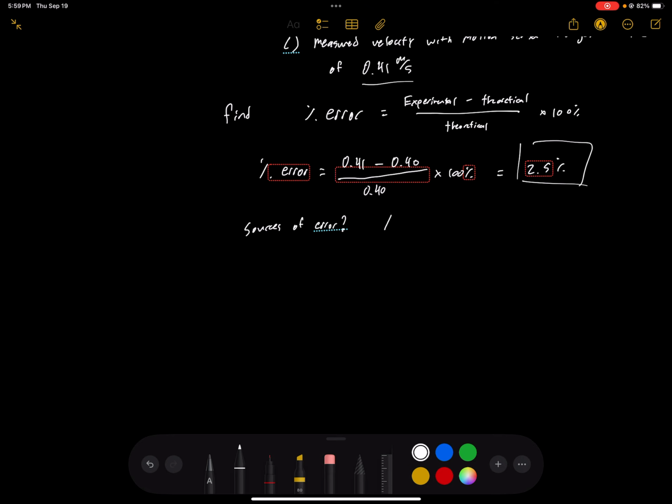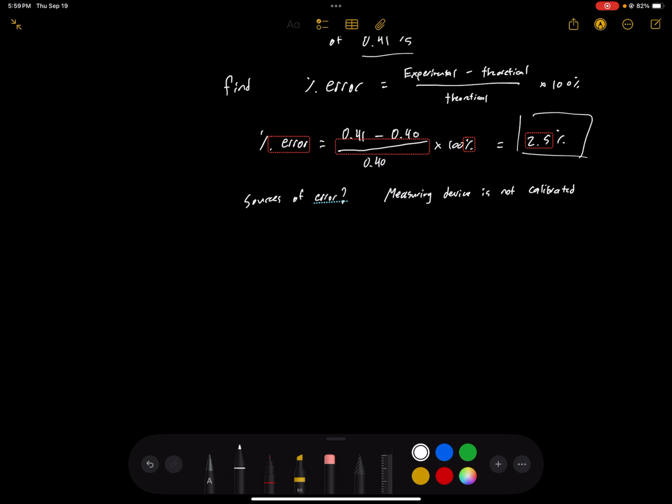Let's say the measuring device is not calibrated. So let's say it's off a little bit, kind of like if you had a scale that was not zeroed. That could be a source of error. Or you have a scale that's slightly off; there's only so much precision. You can also mention that it's within spec, so the device only has a certain amount of precision. You can also say that.